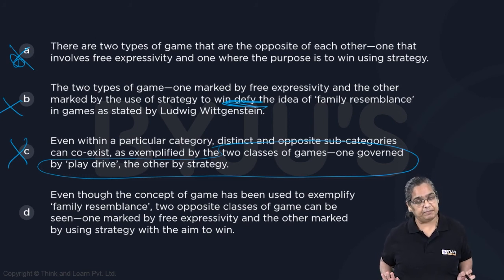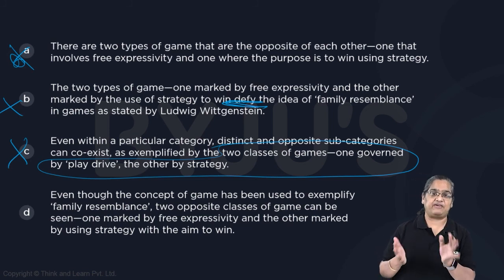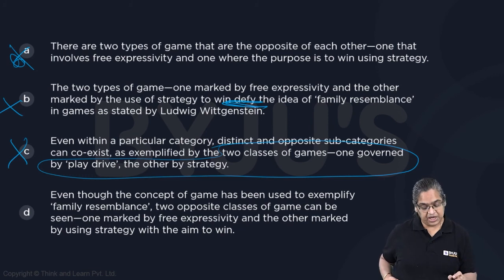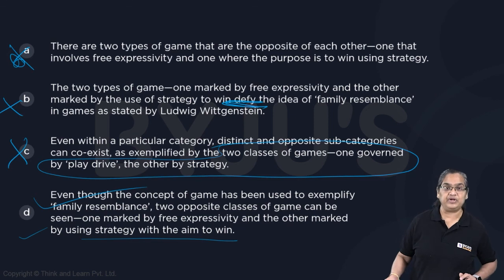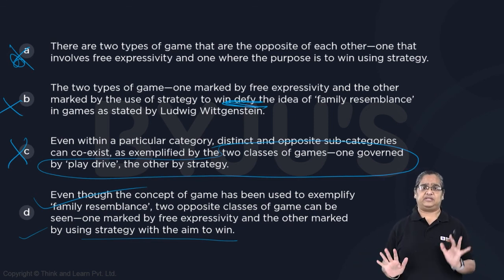What are the points? Has it mentioned the points that you and I discussed as the points that have to be mentioned in the summary? Even though the concept of game has been used to exemplify family resemblance, 2 opposite classes of game can be seen, one marked by free expressivity and the other marked by using free strategy with the aim to win. You can't get a better express summary than this. Therefore, the answer is D.